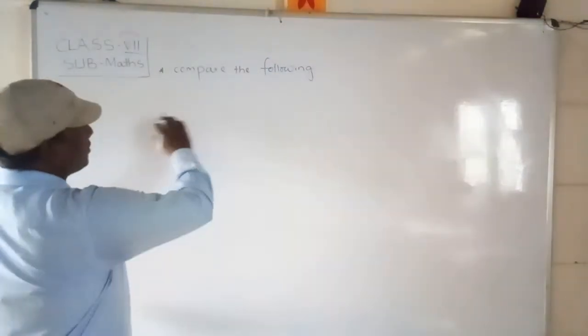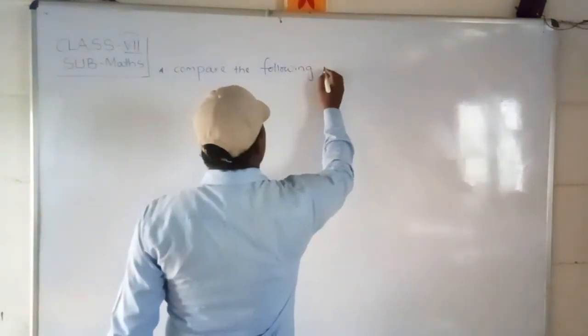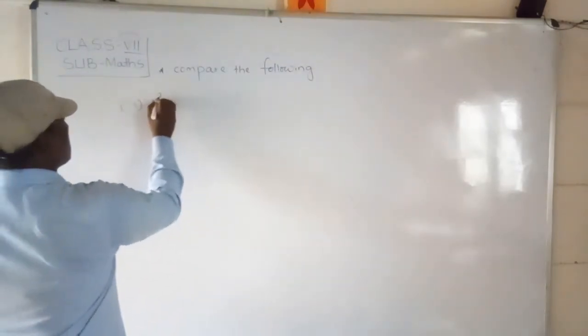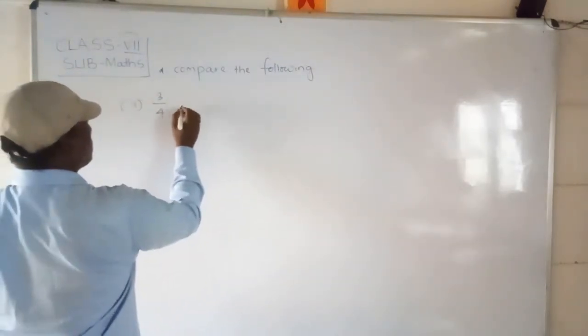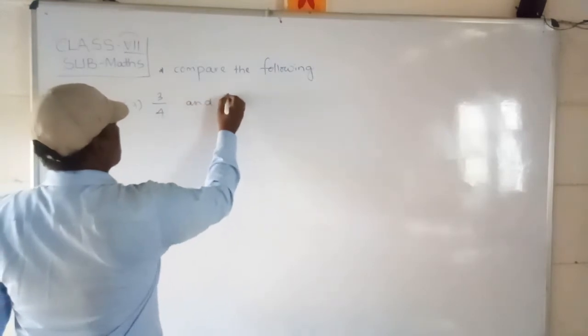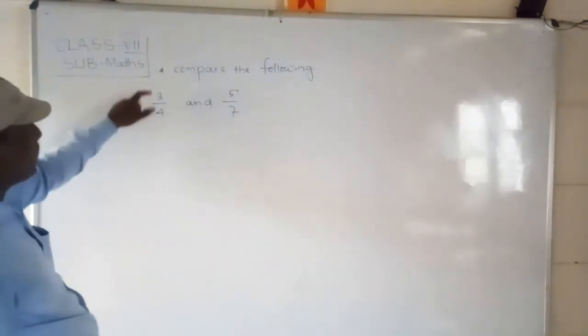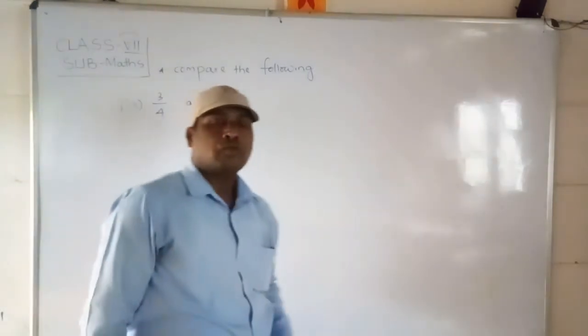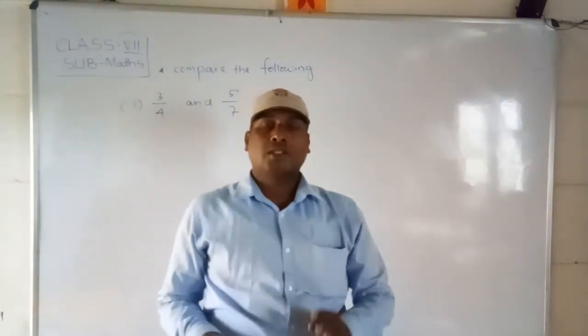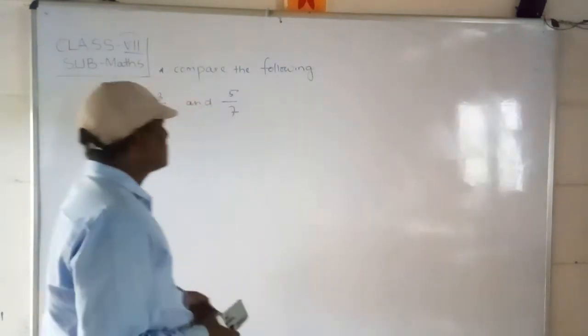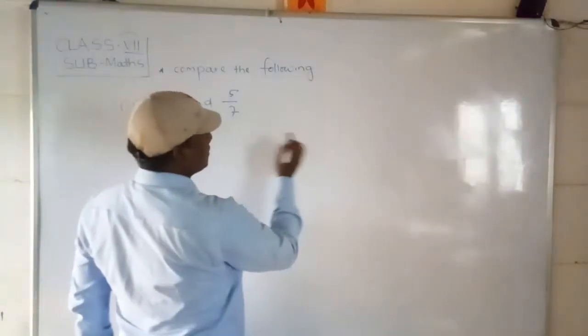Okay, so compare the following. First one I will write 3/4 and 5/7. Students, observe that here 3/4 and 5/7, these two fractions are there. Among these, which one is greater, which one is smaller? Already I have told you, students, in the previous classes you have learned.